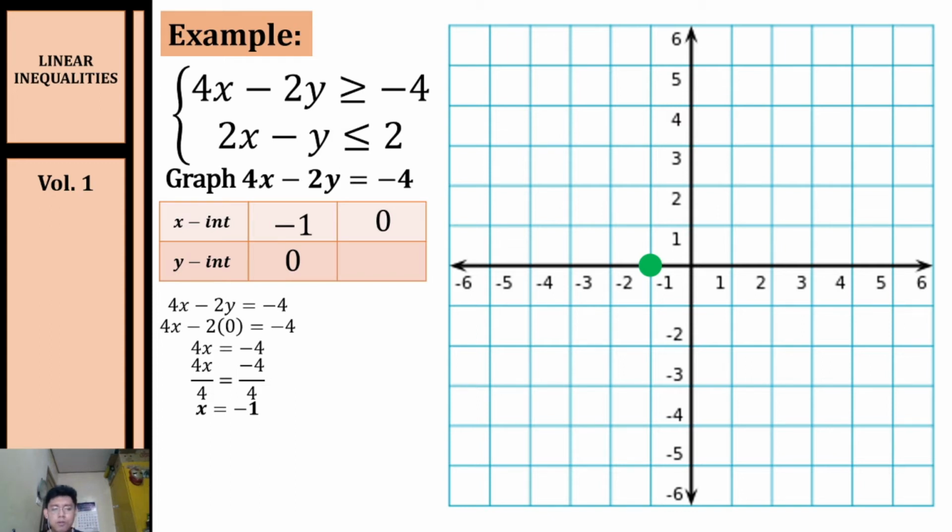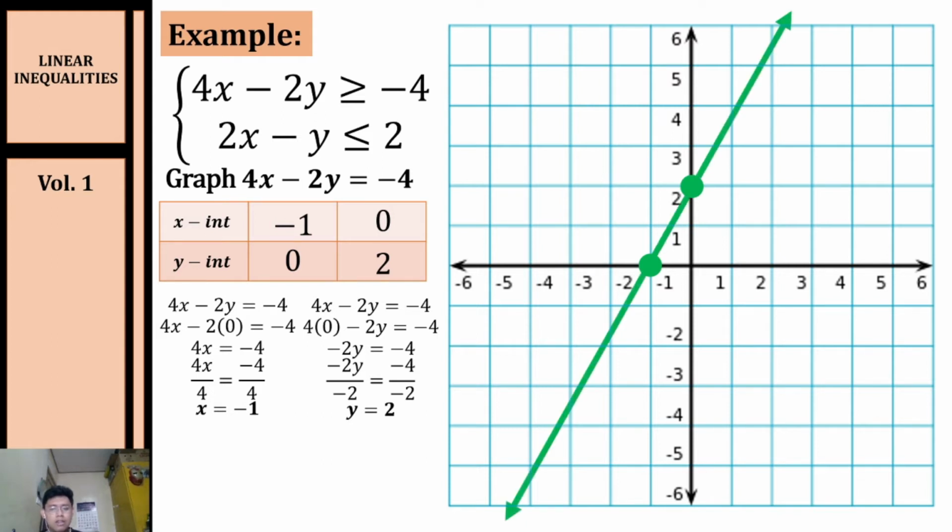Now let's solve for our y-intercept. Let's replace our x variable with 0 and solve for the value of y. So negative 2y is equal to negative 4. Divide both sides by negative 2. Y is equal to 2. So our y-intercept is located at 0, 2. It is located here. Let's connect the 2 points using a solid line. So this will be the graph of our equation 4x minus 2y is equal to negative 4.